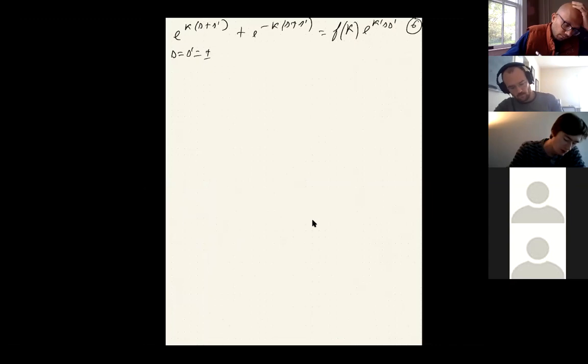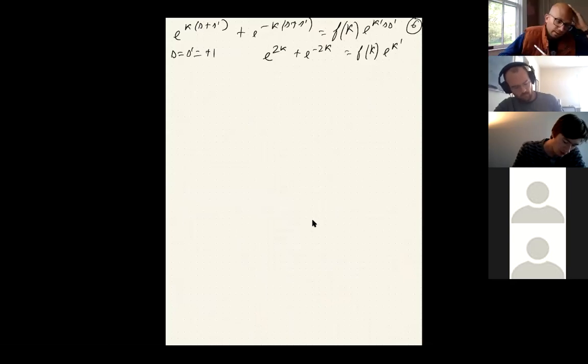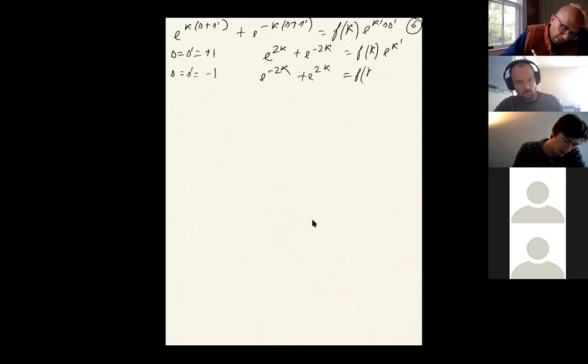What do we get? e to the power 2k plus e to the power minus 2k is equal to f of k multiplied by e to the power k prime, correct? Now let's set s equal to s prime equal to minus 1. What do we get? e to the power minus 2k plus e to the power 2k is equal to f of k e to the power k prime.